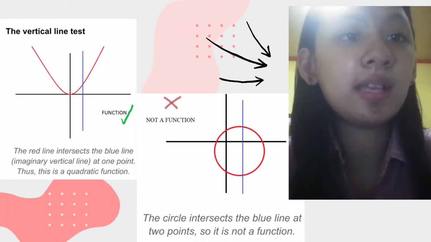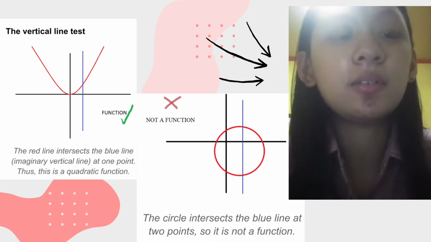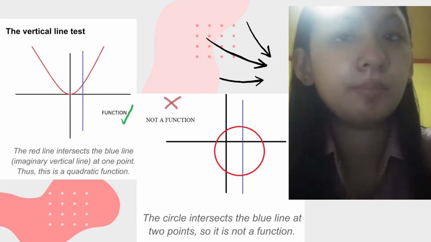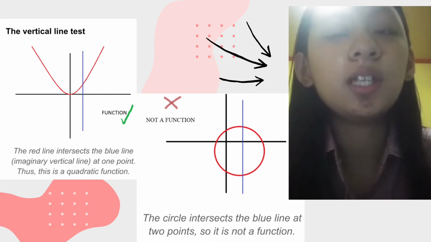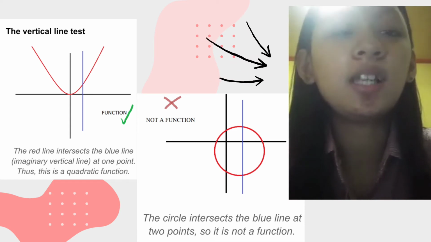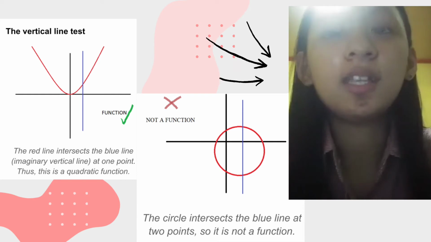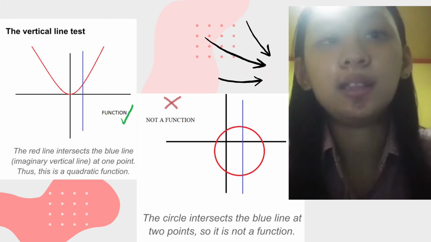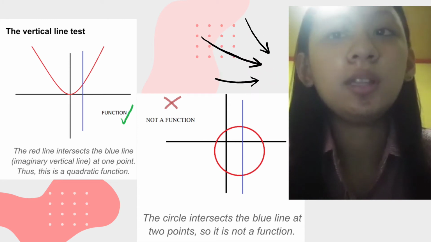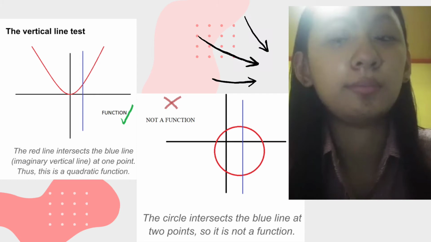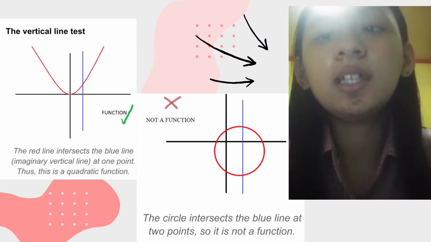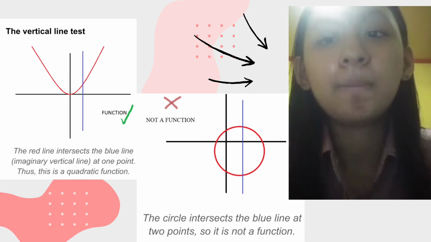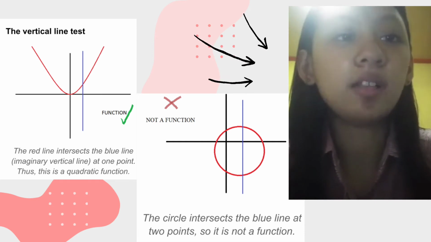The vertical line test. The vertical line test is used in graphs to determine whether it is a function or not. If it intersects the vertical line at one point, it is a function. If it intersects the vertical line at two or more points, it is not a function. The red line intersects the blue line at one point, thus this is a quadratic function. The circle intersects the blue line at 2 points, so it is not a function.